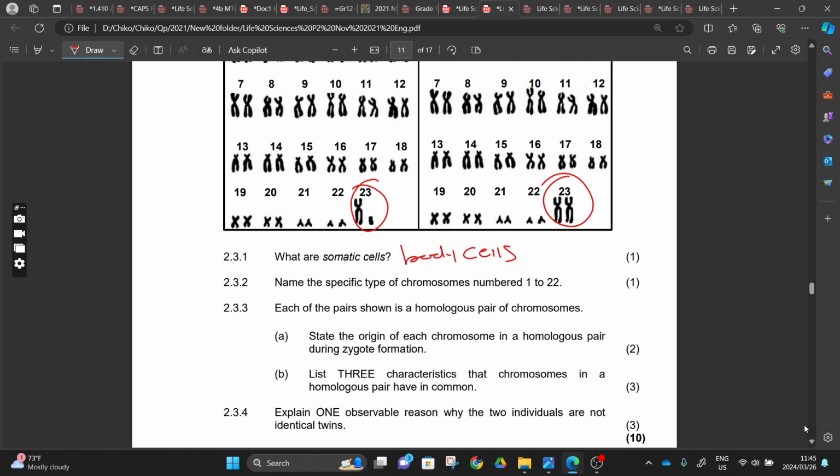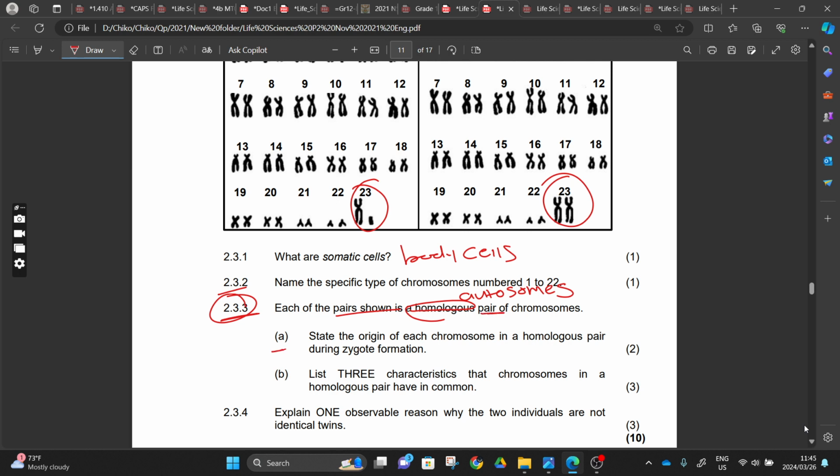We did this, guys. You remember previously 2.3.2, name the specific type of chromosome numbered 1 up until 22. We did this, the autosomes. Go and watch the previous question paper, the previous video. 2.3.3, each of the pairs shown is a homologous pair of chromosomes.